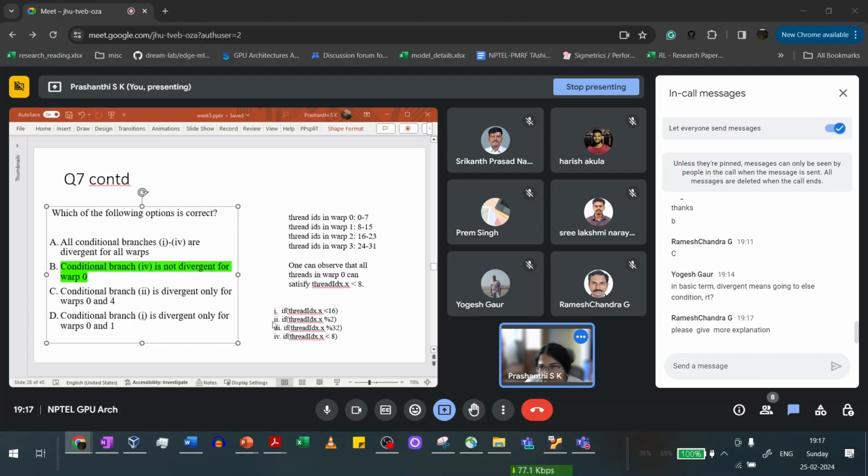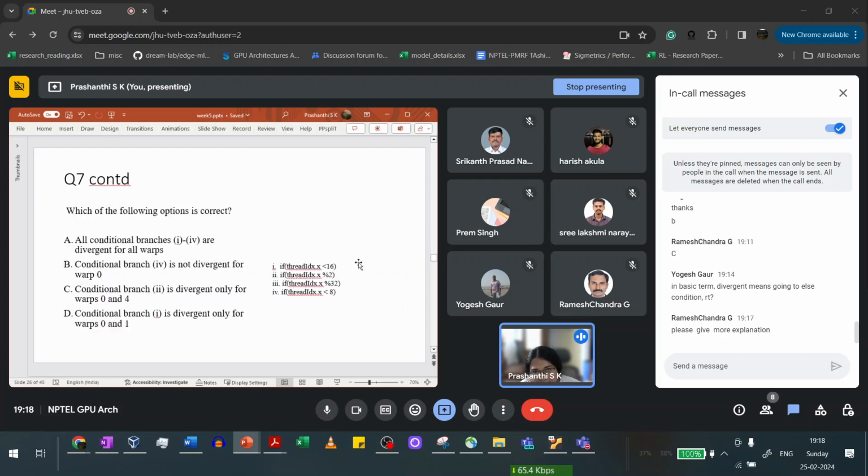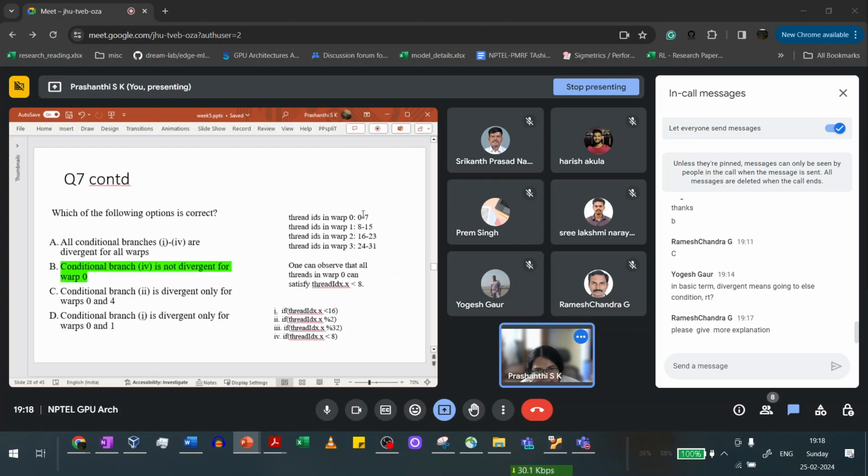Okay, you want more explanation. So let's take one option and go into detail. What does the question tell you? The warp size is 8. Going back to the definition of a warp, the number of threads in the warp is called the warp size. So you're told that this warp has 8 threads. Using that, we come up with the thread IDs. In warp 0, you would have thread IDs 0 to 7.